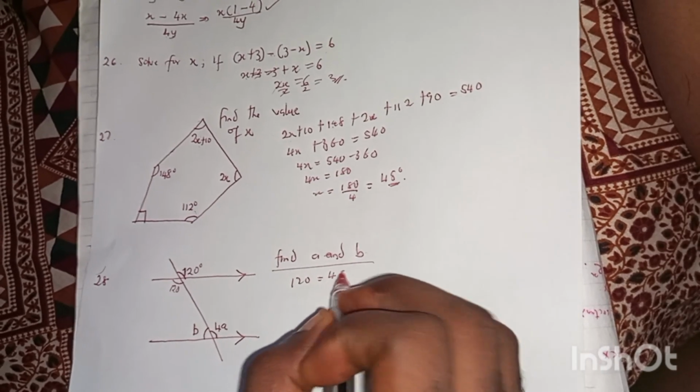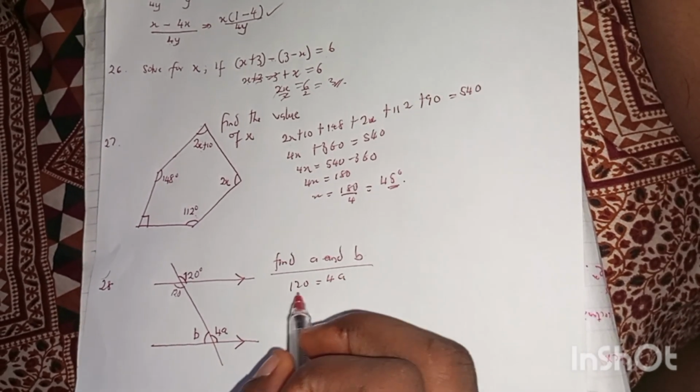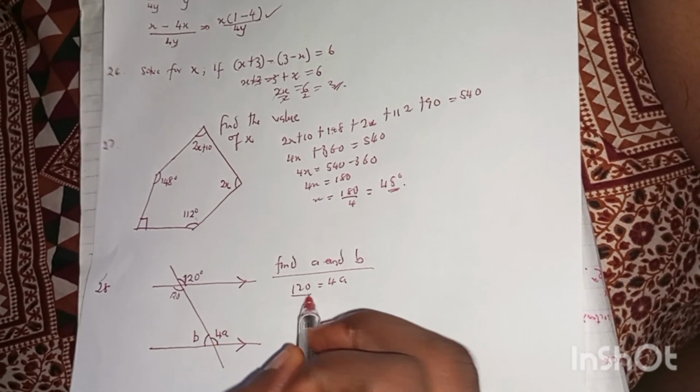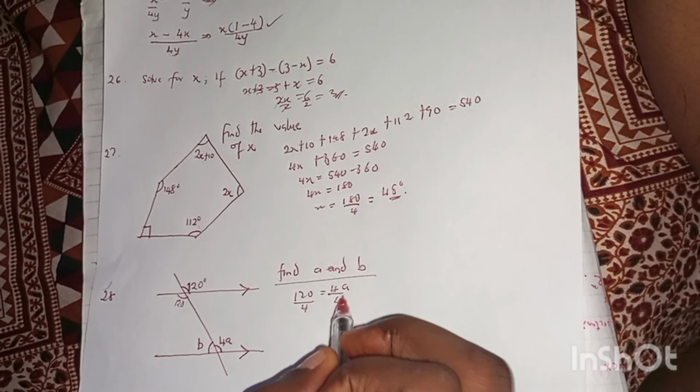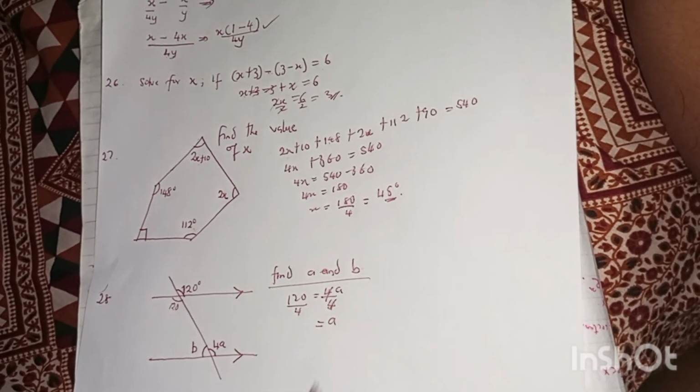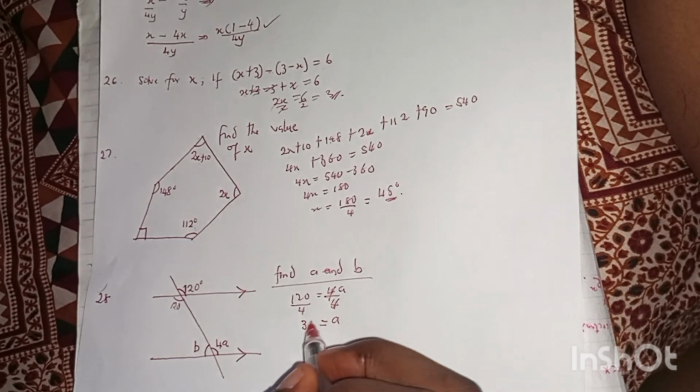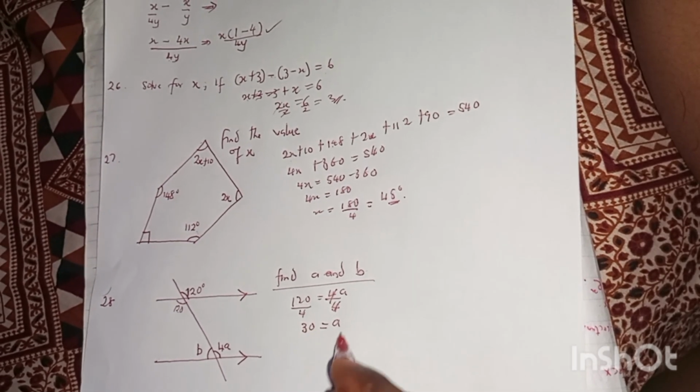120 equals what? 4a. Of course, we can get our a by just dividing both sides by 4. Divide both sides by 4. A is going to be equal to 120 divided by 4. That's going to be 30. So a is 30. A has been found.